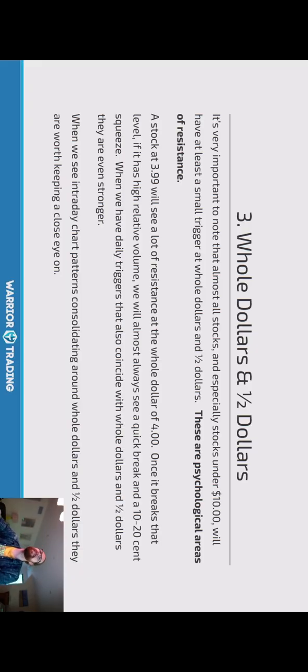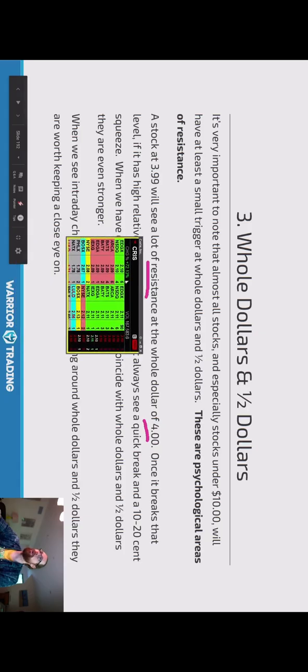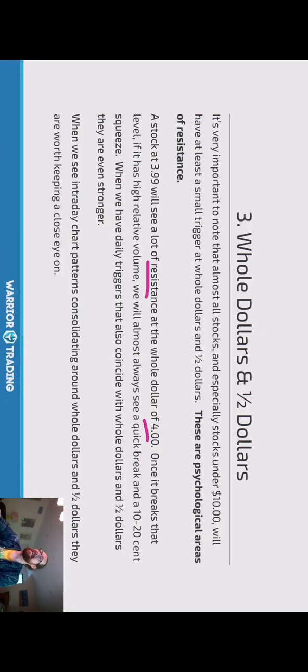So if a stock is at $3.99 or so, we may see resistance at the whole dollar. How do we visualize resistance? We often will visualize it by seeing on the level 2 a large order at 4. We might see at 99 or at 4 a 10,000, 15, or 20,000 share seller. So there's a big seller on the ask. That's resistance.